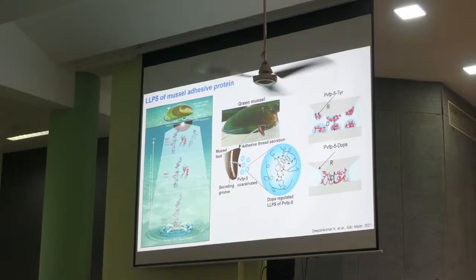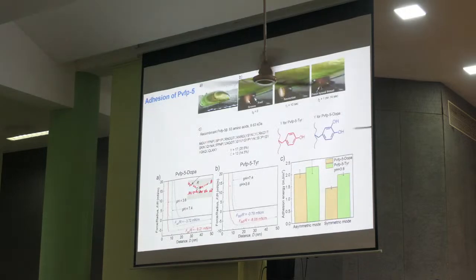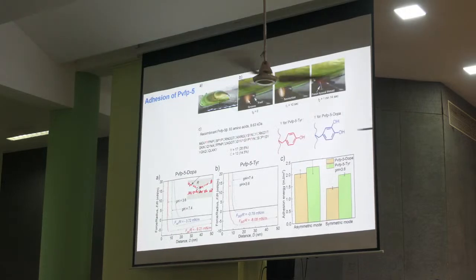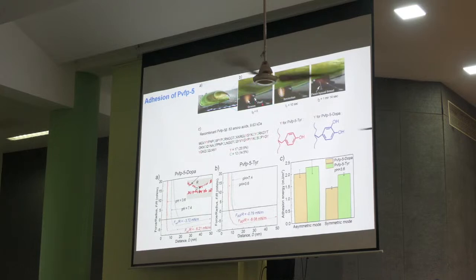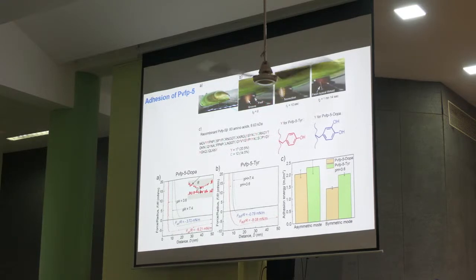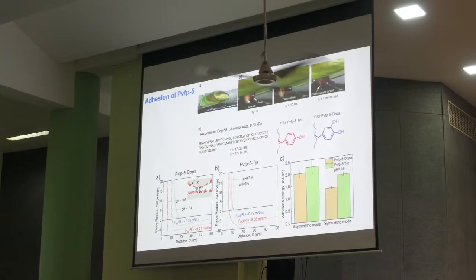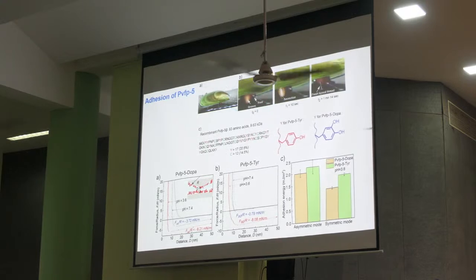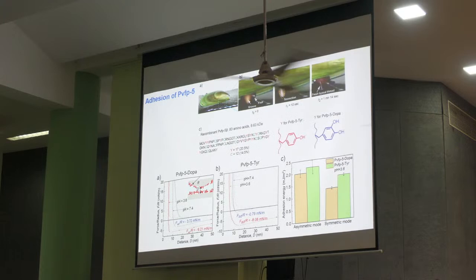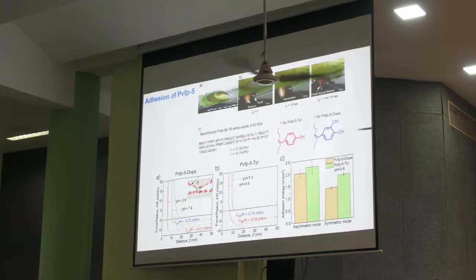So when we are trying to modify that protein, this is the food I am talking about. When it releases the plaques, this is the adhesive protein. Okay, so this is the structure of tyrosine and dopa. It has a similar structure, correct? Only a hydroxyl group was added.